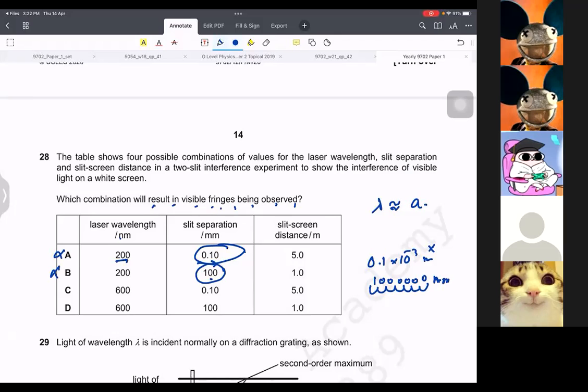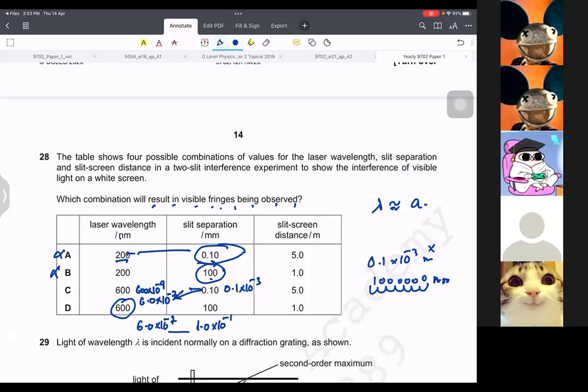600 nanometer and about 0.01. Okay, this will be 0.1 times 10 raised to minus 3. This will be 600 times 10 raised to minus 9, which is basically 6 into 10 raised to power minus 7. Okay, so that's still a big difference, but smaller than this one. And here it will be 6.0 times 10 raised to minus 7. This will be 1.0 times 10 raised to minus 1. This is a huge difference again.